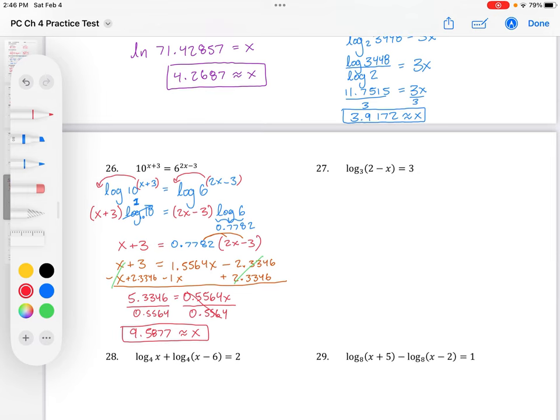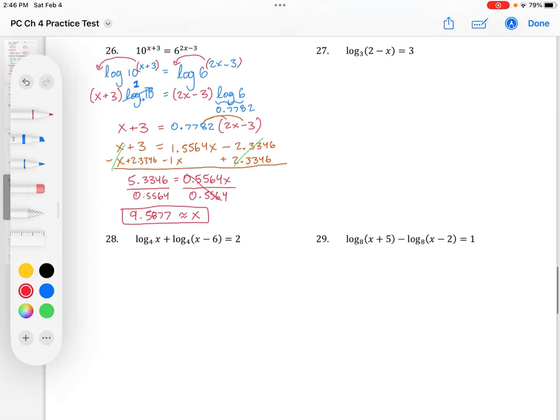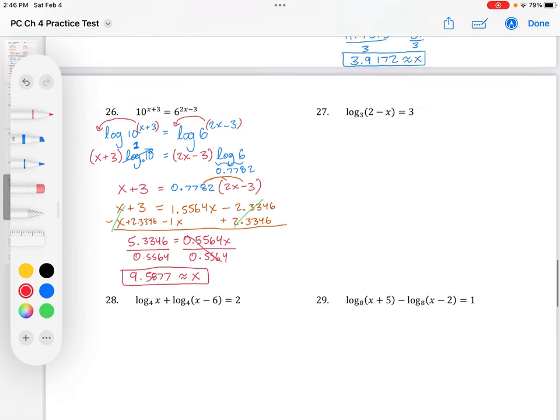Okay, so the rest of this section is, well, we have 3 log equations, and then a couple of factoring equations. So first, number 27 is pretty straightforward. You can go right into changing it into an exponential. Since there's a single log on this side, that's when you know you can change it into an exponential to solve for x. So this will be 3 to the power of 3 equals 2 minus x.